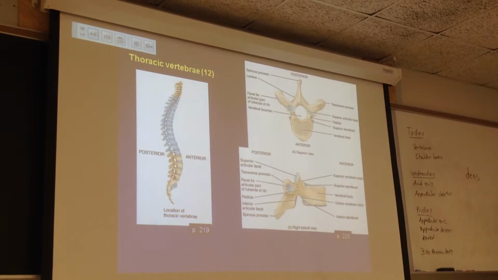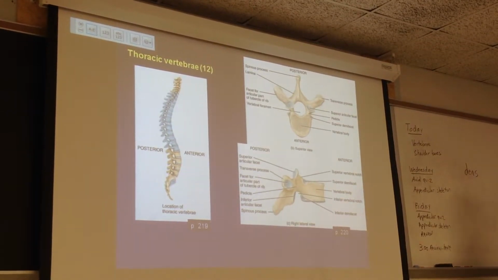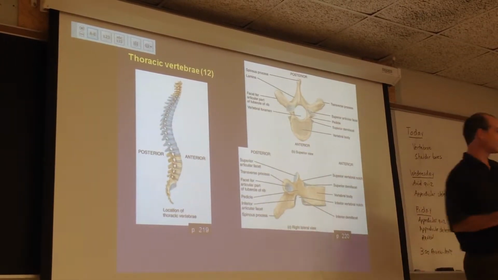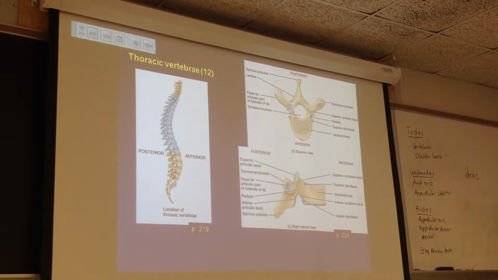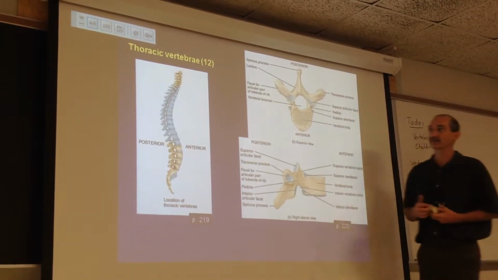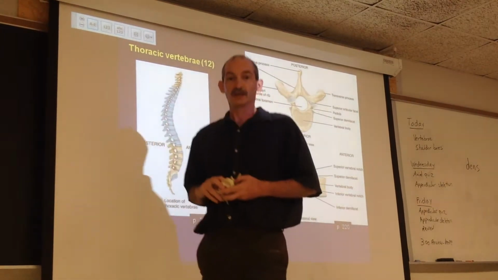Oops, let's see, I need to get that one off. Let's go to thoracic vertebra next. Thoracic and lumbar are very similar, and so I'm going to demonstrate those together. Two thoracics and two lumbars. Thoracic vertebrae, there are 12 of them. They're below the cervical vertebrae.